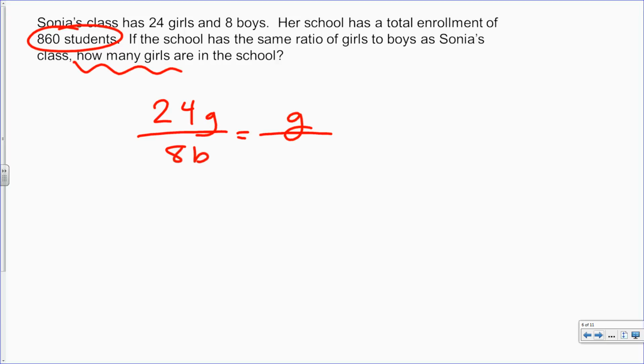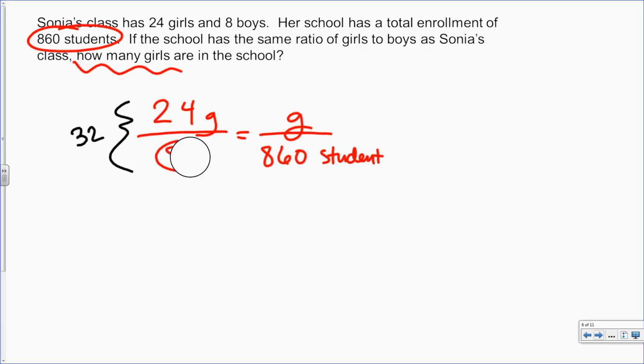So if I'm going to put 860 students down here, I need to change something because it doesn't say students on this side. It just says boys. But we can find the total students by adding the girls plus the boys, and 24 plus 8 is 32. So you'd really want your first proportion to be 24 girls for every 32 students. And now we can use cross products to solve this. So 860 multiplied by our 24, divided then by the number that's left, which is 32, tells us that you have 645 girls.